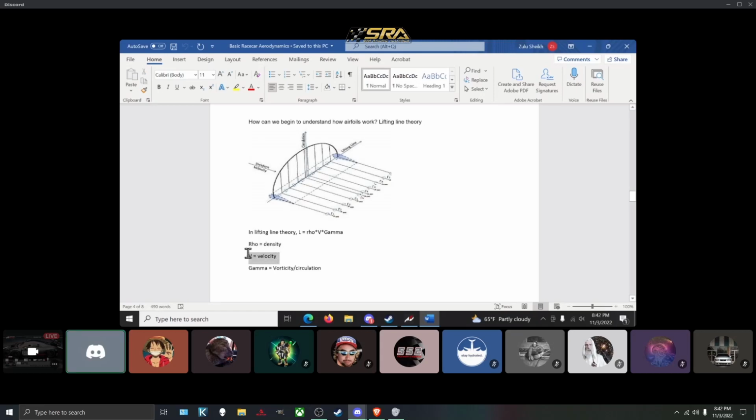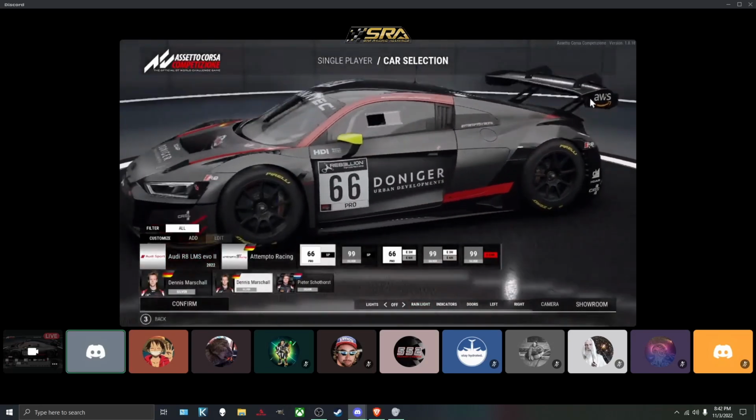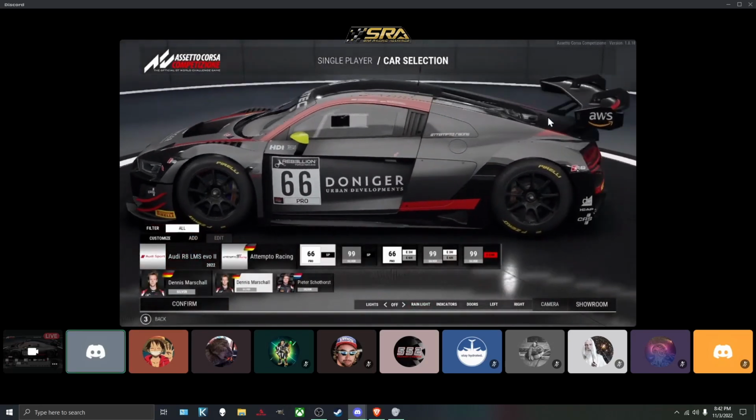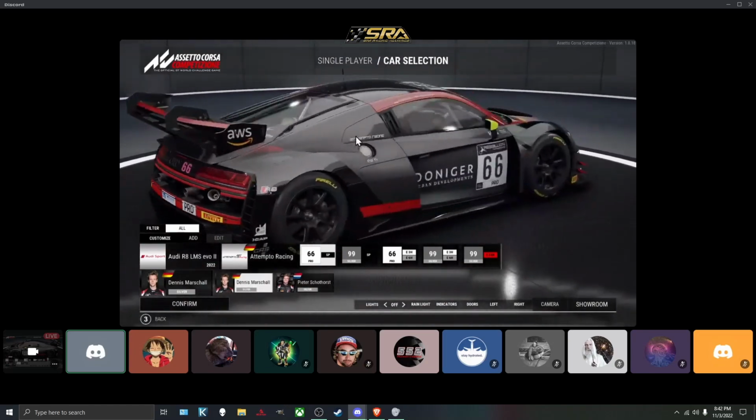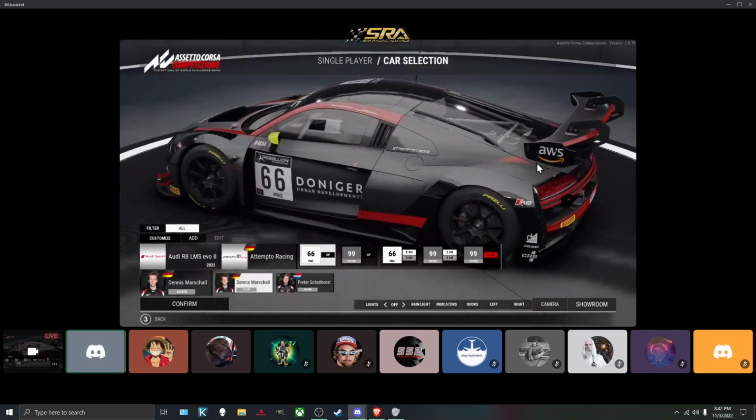V is velocity, so that's basically how fast you're going. And then gamma is this vorticity or circulation. That's how strong of a vortex you're generating, right? So let's go back to our model in ACC here, right? You can see the wing. The thing that really determines how strong that vortex is, is basically the curvature of that wing. A simplified way to think about it is how curvy is that wing. The more curved it is, the stronger the vortex, right?